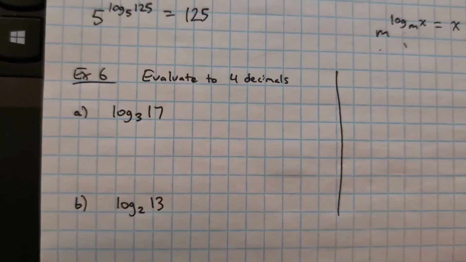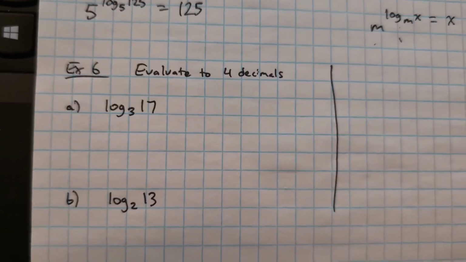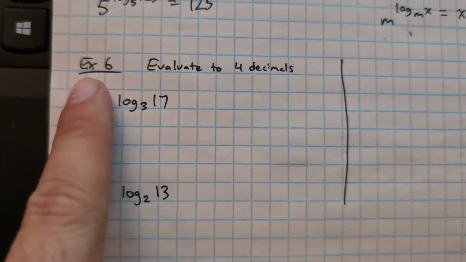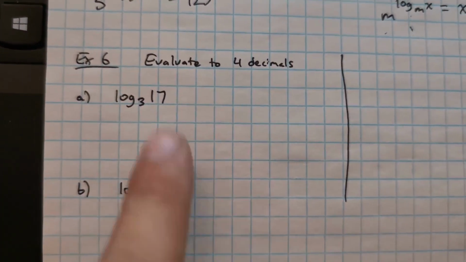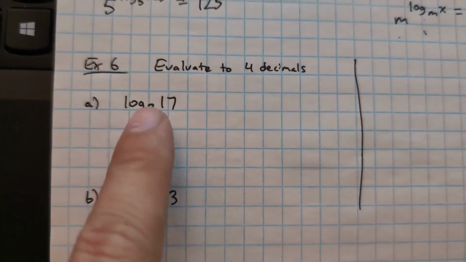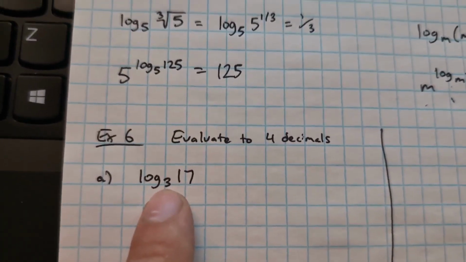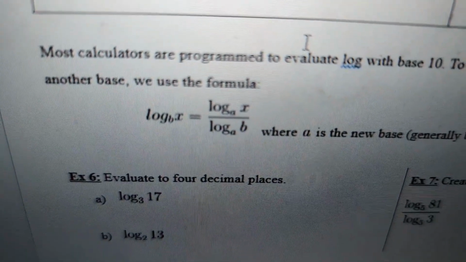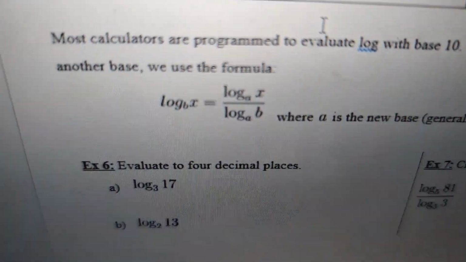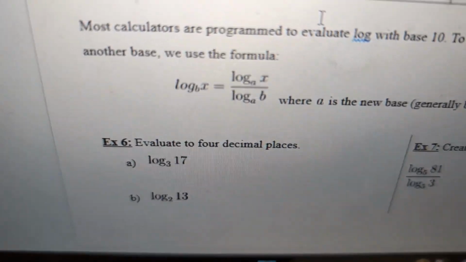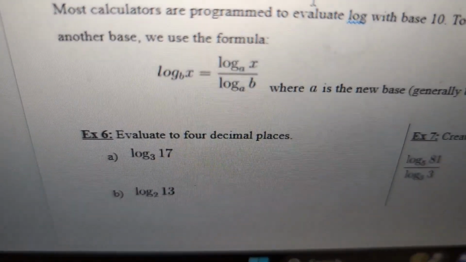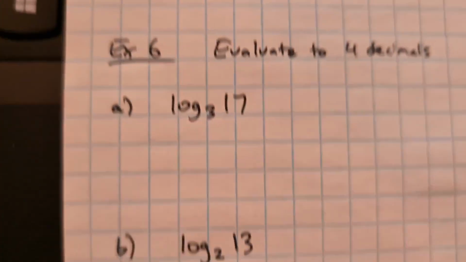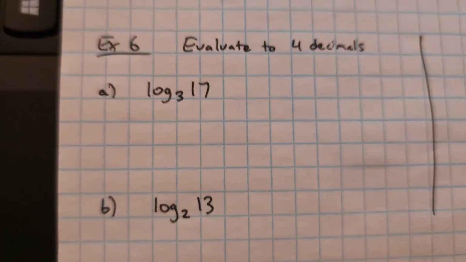There's a couple examples here that say evaluate to 4 decimal places in example 6, these two logarithms. And so we're going to use this log here and our change of base formula to now sub in our base of 10 as our new base a. So let's see what that looks like in this example here.